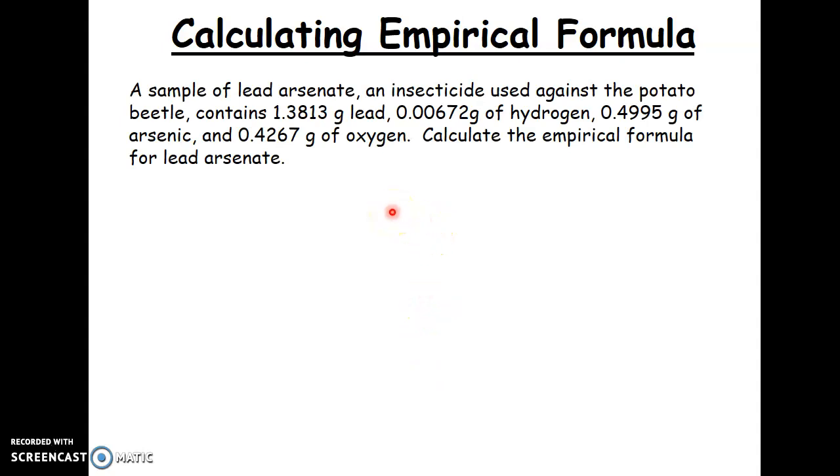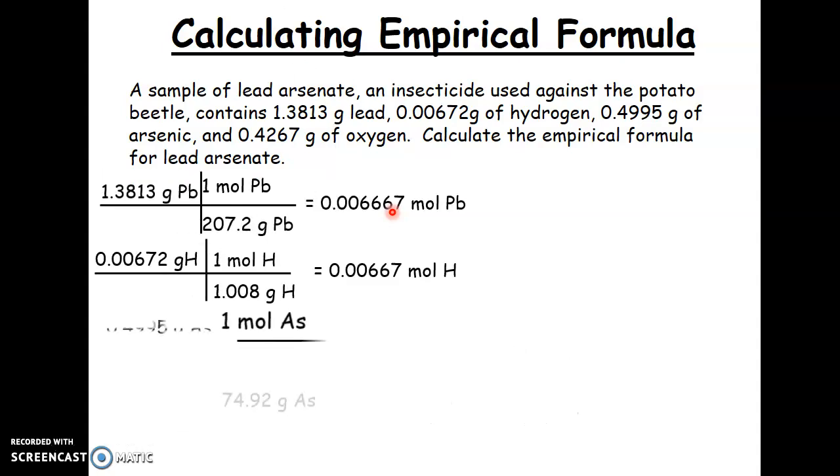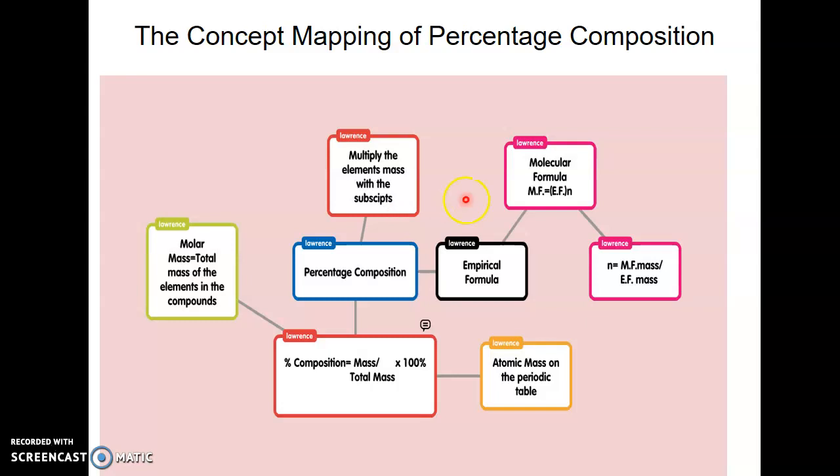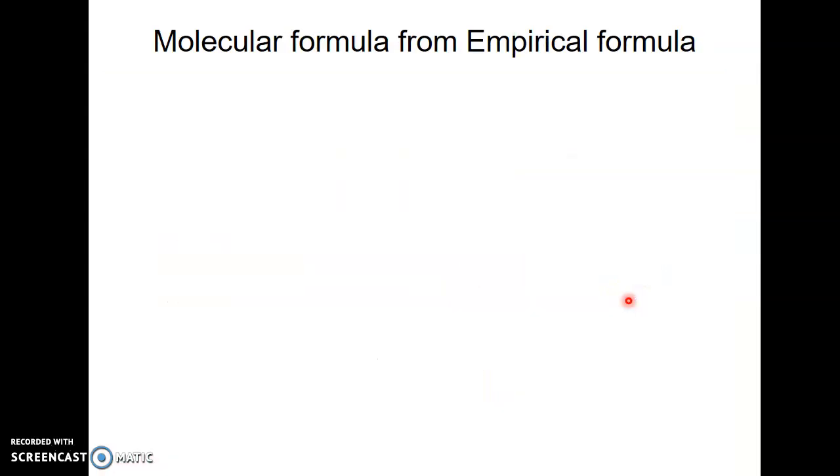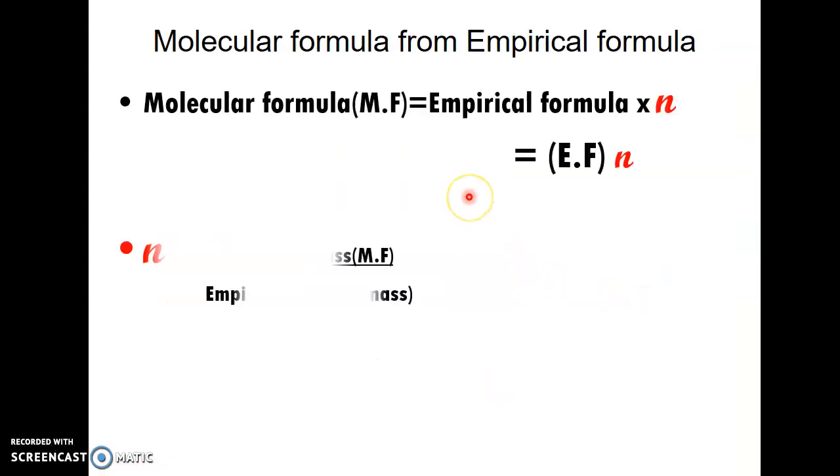The teacher now leads them to solve this while going down to check. And then at the end of it, you give them the answers as this. Now, still going back to the concept mapping, we want to see how we connect the empirical formula with the molecular formula. So to do that, we look for N. N is your molecular formula mass over empirical formula mass. So we use this formula to solve for N.